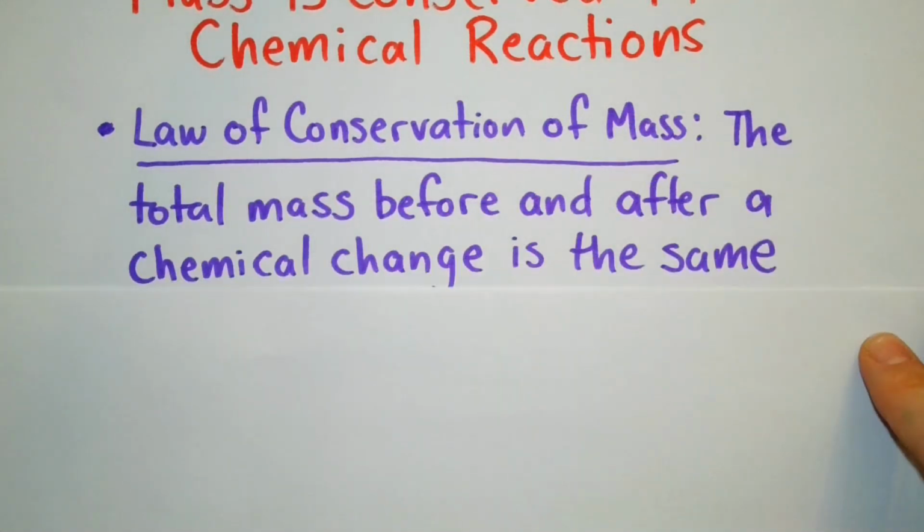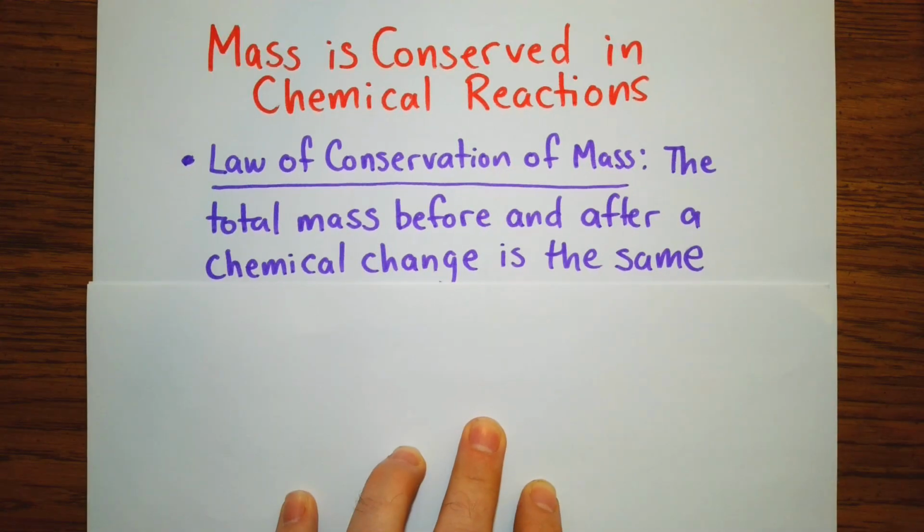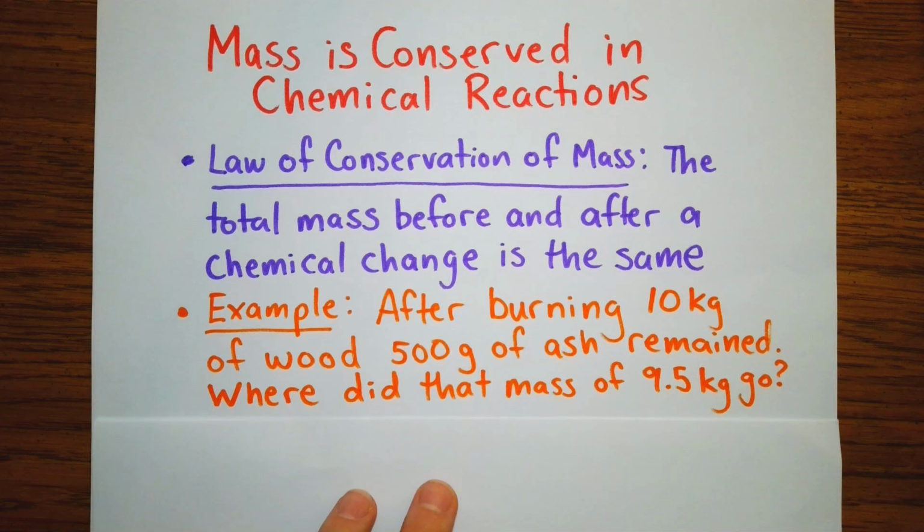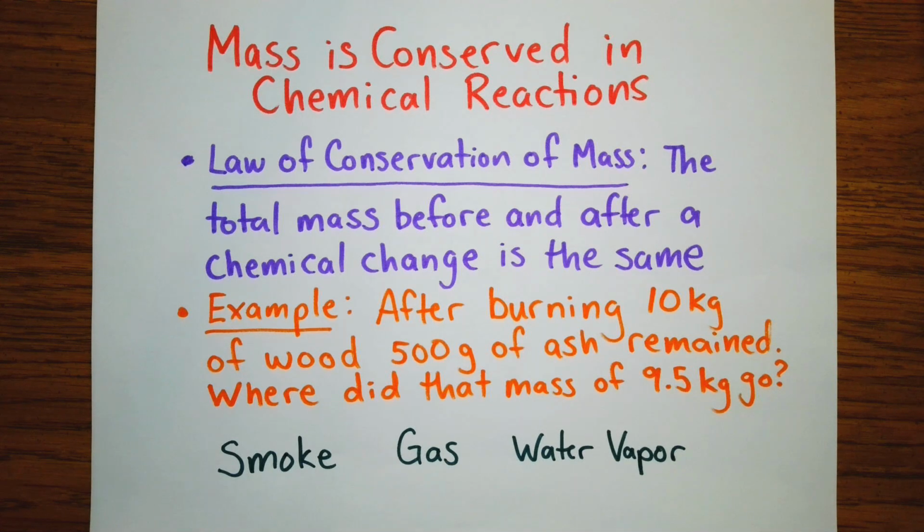So, mass is conserved in chemical reactions. And this is because of the law of conservation of mass. The total mass before and after a chemical change remains the same. Now, there might be some cases where it doesn't appear to be so, such as when you're burning wood. After burning 10 kilograms of wood, 500 grams of ash remained. Where did the mass of 9.5 kilograms go? Well, the answer is it was in the form of smoke, gas, and water vapor that just left that particular location and went into the environment.